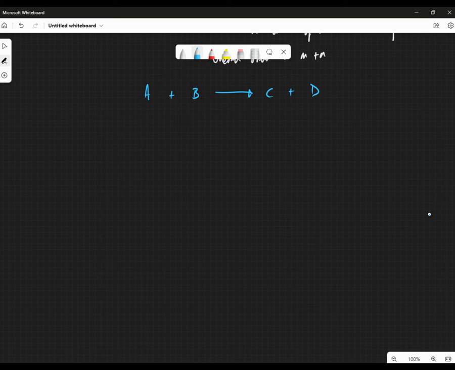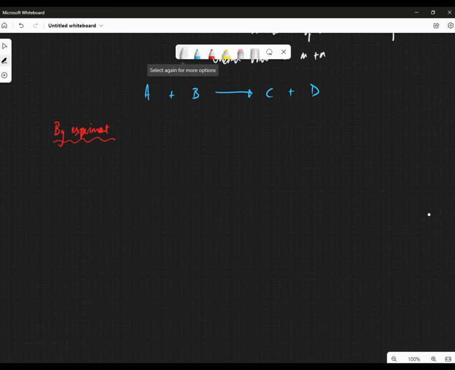I want to put this equation into a mathematical form. So I want to see how the concentration of A affects the reaction. I also want to know how the concentration of B affects the rate of the reaction. And then I want to put it into a formula called the rate equation. Now, the only way to do this is by experiment. That's very important. The only way we can find these rate equations is by experiments. It must be experimental.